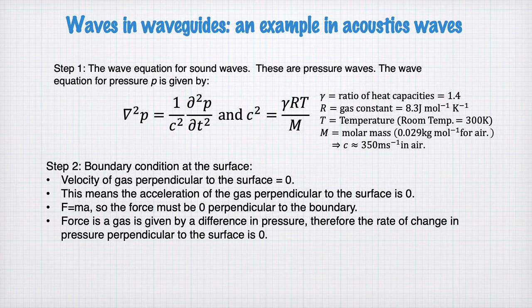Now the force in the gas is given by a difference in pressure. Therefore, the rate of change of pressure perpendicular to the surface is 0. So if we took a derivative of the pressure perpendicular to the surface, we would get 0 at the surface. That's our boundary condition. The derivative of the pressure in the spatial direction perpendicular to the surface must be 0, and we're going to use that to apply the boundary condition later on.